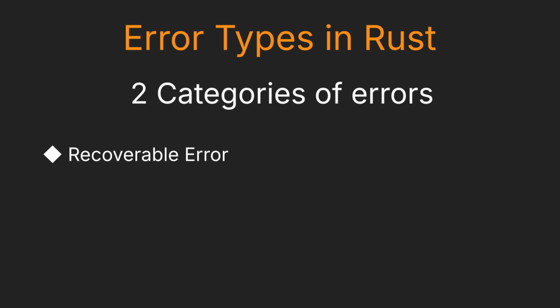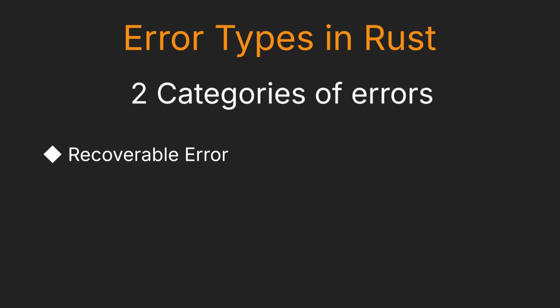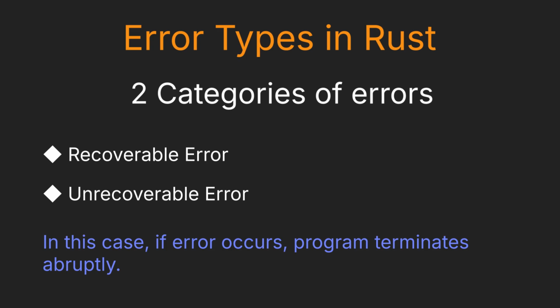First is the recoverable error type. In this case, when something goes wrong in the program, we can recover from that error by handling it programmatically. Here we use the Result enum, which, if you remember, I mentioned in the previous video as well. The second error type is unrecoverable. As the name says, once the error occurs in the program, we won't be able to continue safely. In these types of cases, we use panic. Panic is Rust's way of saying something is wrong, shut it down now.